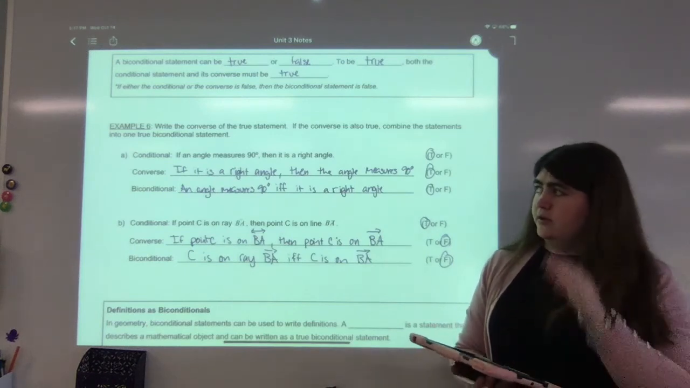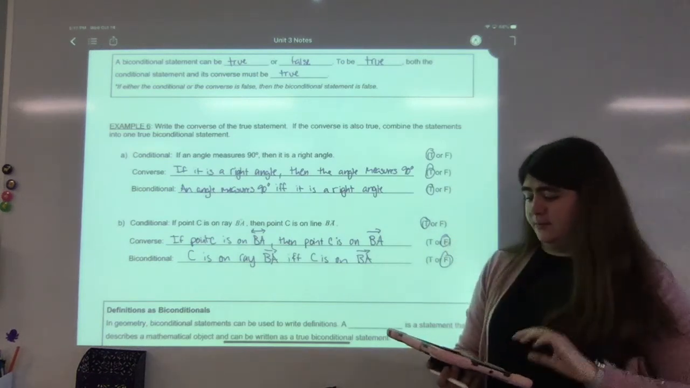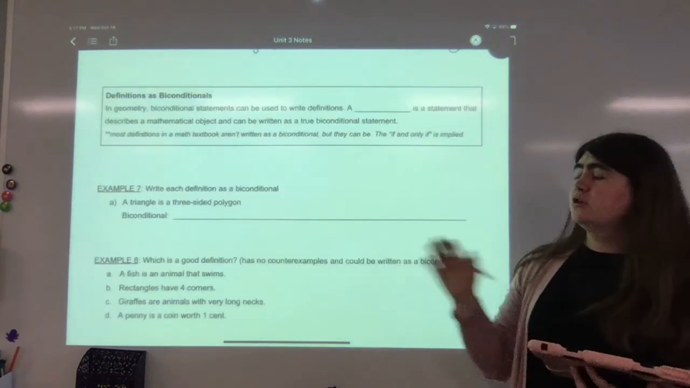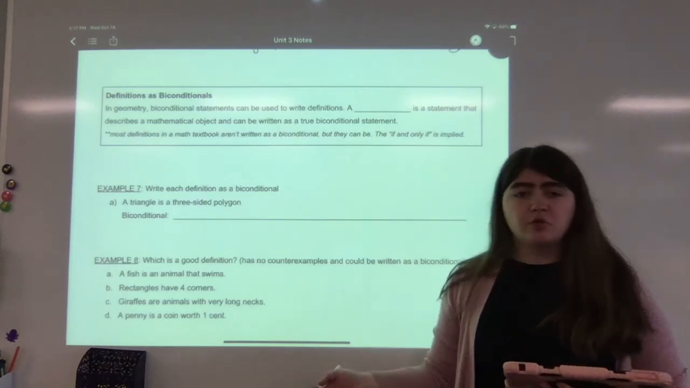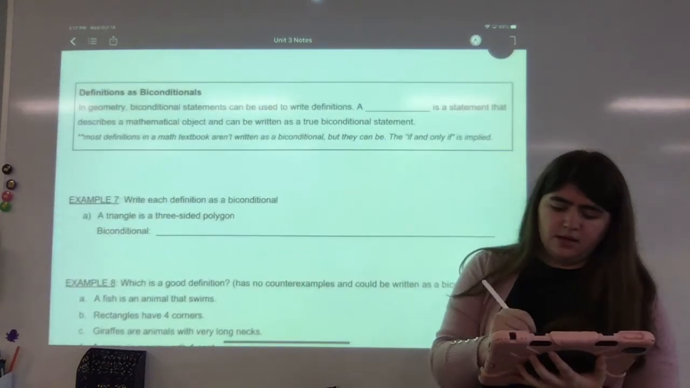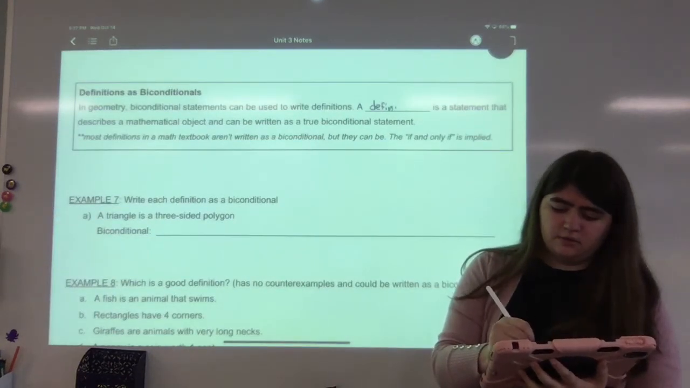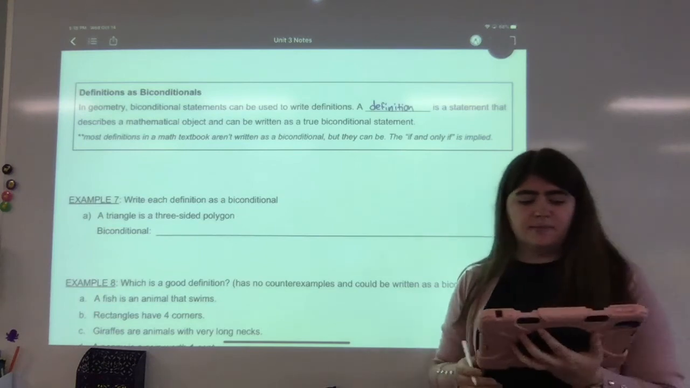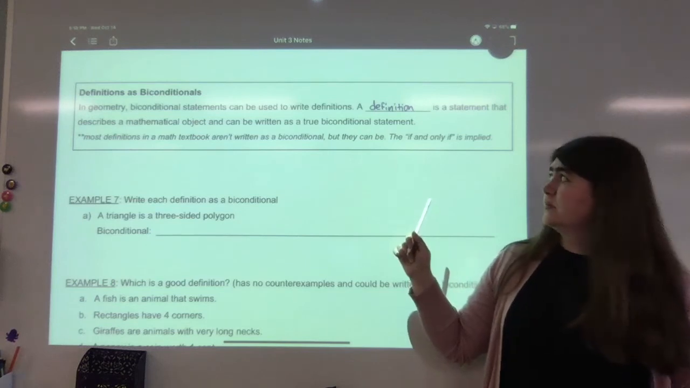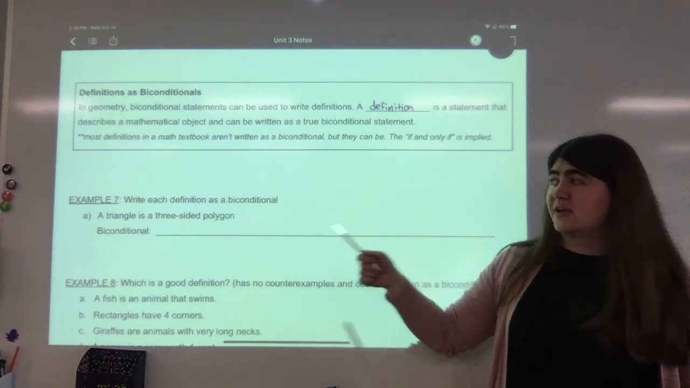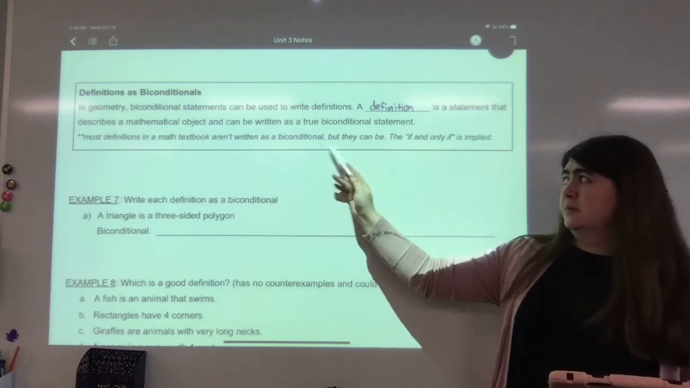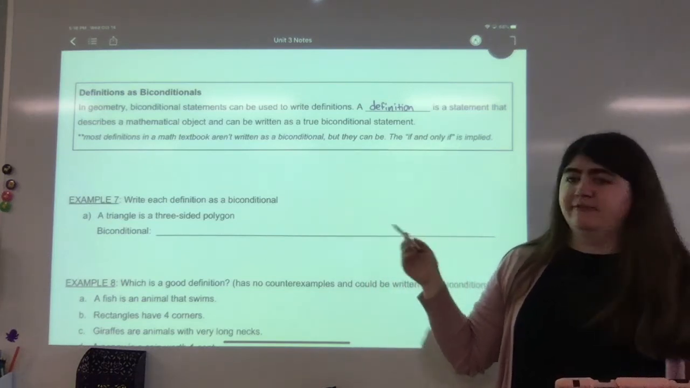All right, so we've seen a true example and a false example. Now we want to look at what happens when we have definitions as biconditionals. In geometry, biconditional statements can be used to write definitions. A definition is a statement that describes a mathematical object and can be written as a true biconditional statement. Most definitions in a math textbook aren't written as biconditionals, but they can be. The if and only if is implied.